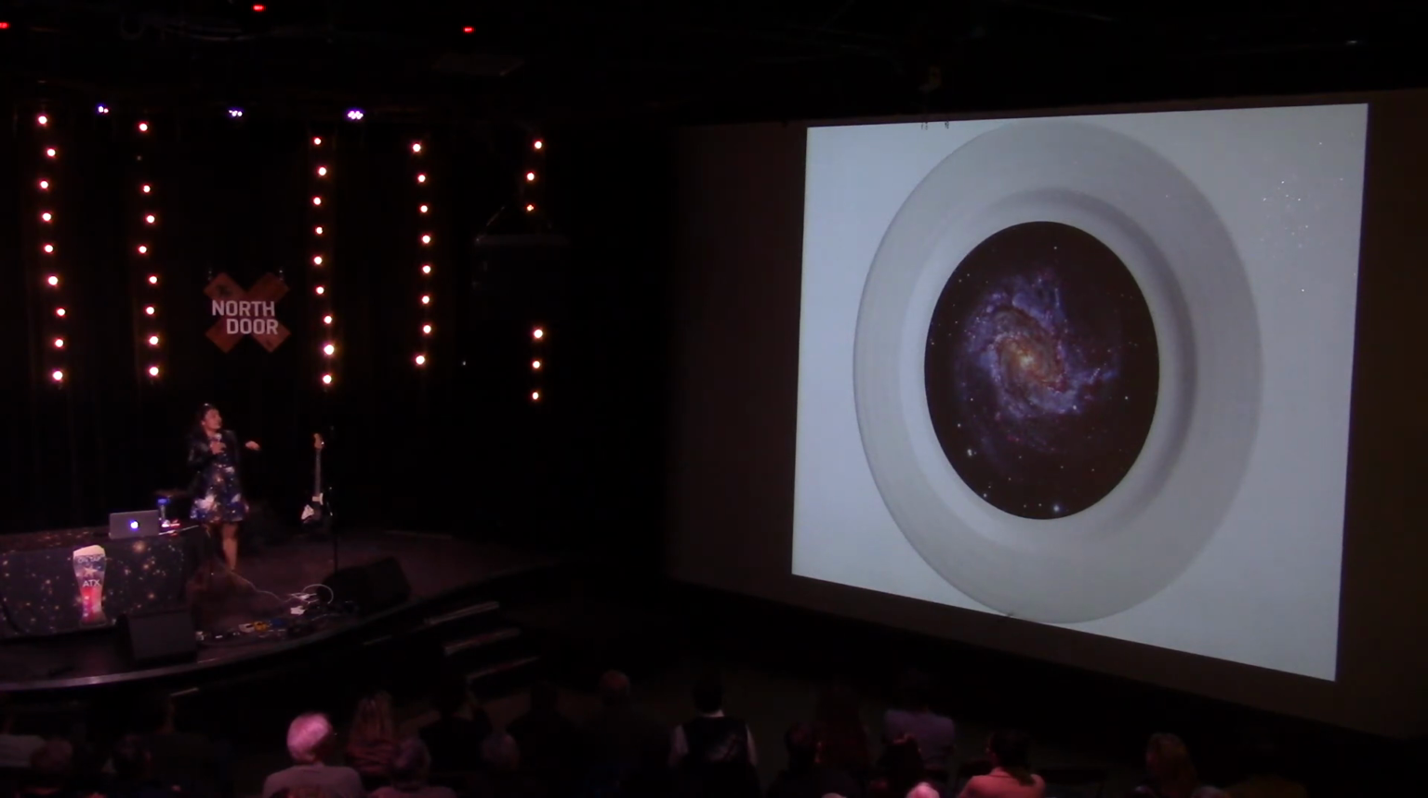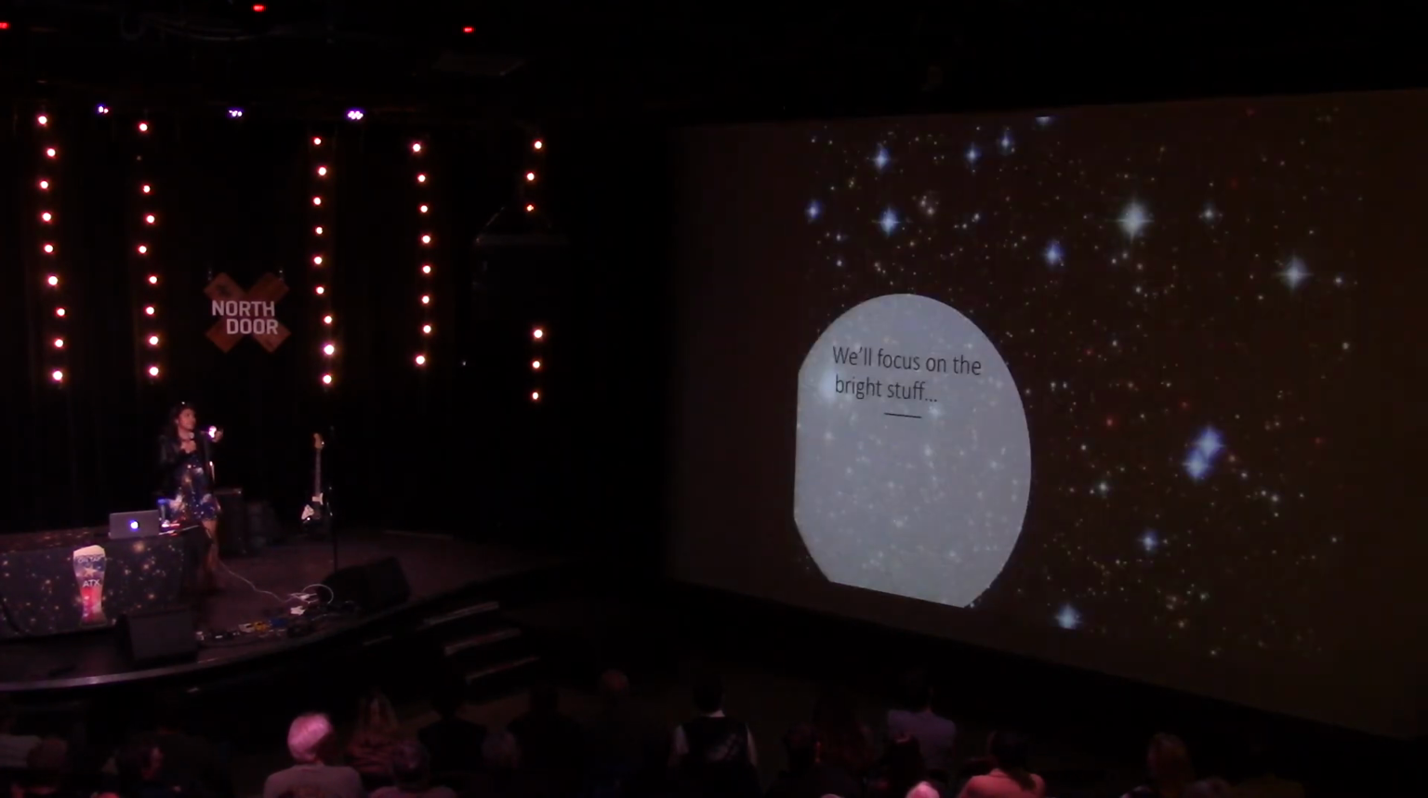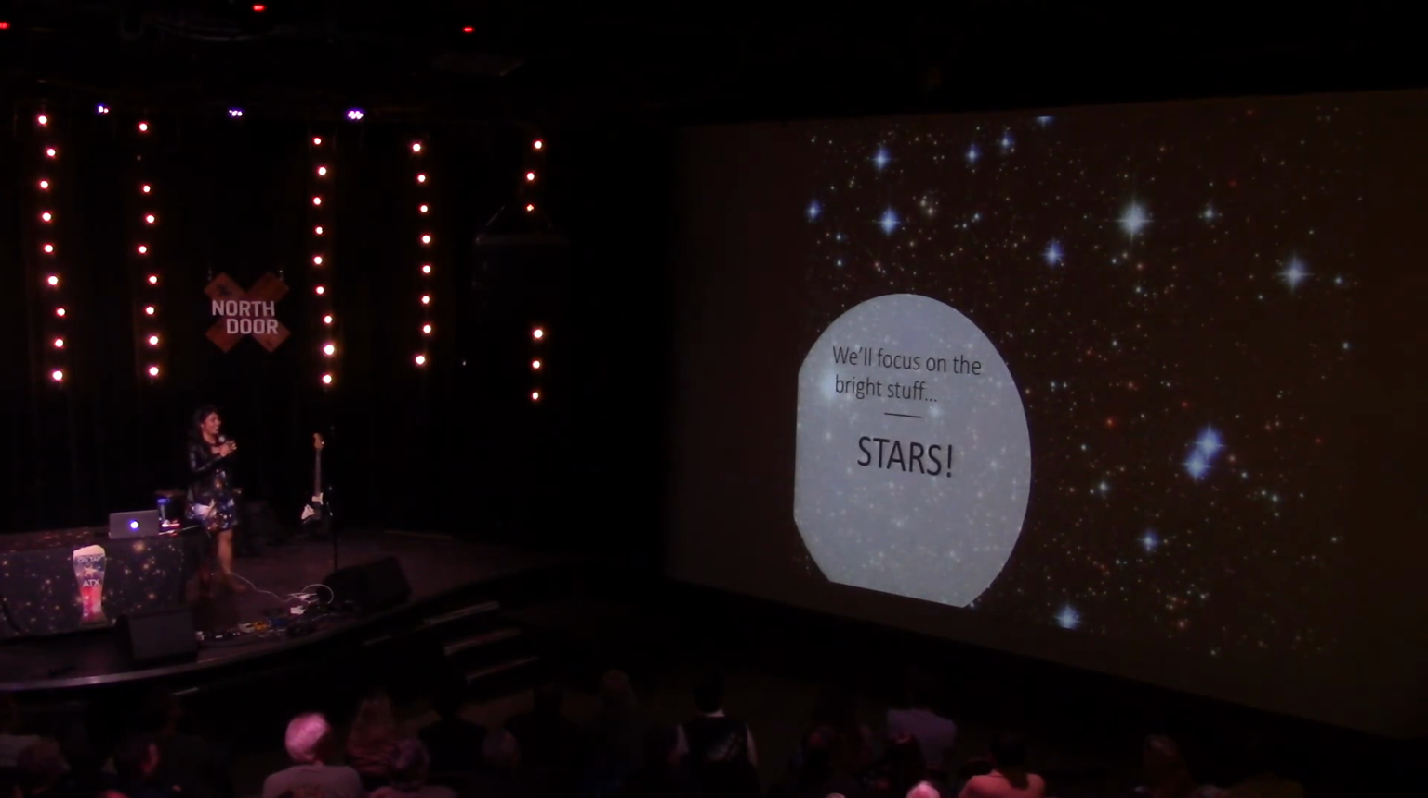All right. So here you have a spiral galaxy, and as I said a while ago, it's made up of a lot of different stuff, but the main things are stars, gas, dust, and dark matter, and they're all bound together by gravity. But for my talk, I'm just going to talk about the bright stuff, which are the stars. Good. Okay.